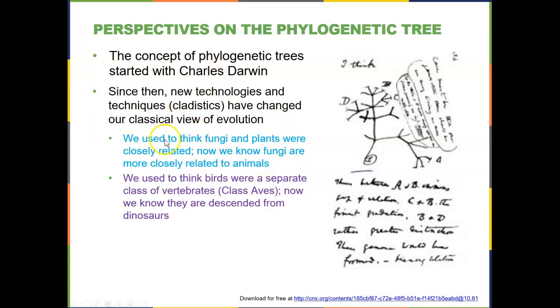For example, in the past, we used to think fungi and plants were fairly closely related. Now we know that fungi are more related to animals than they are to plants, based on a lot of different evidence. We also used to think that birds were a separate class of vertebrates called class Aves. Now we know that they came from a reptile common ancestor. So that's changed the way we think about that form of phylogeny.